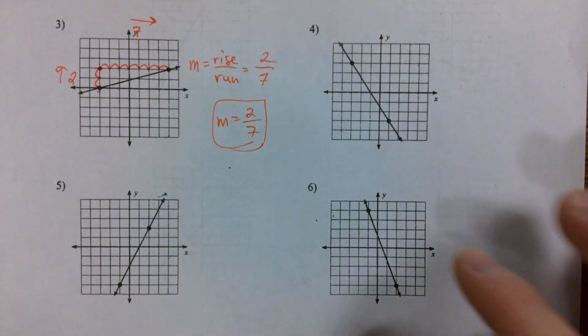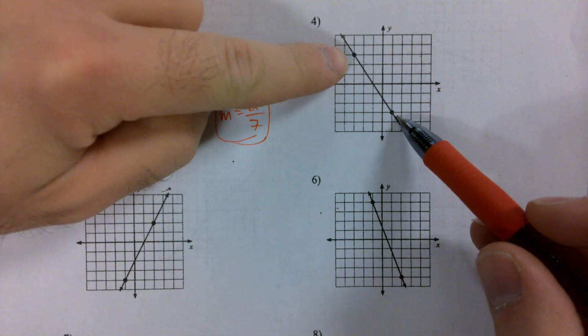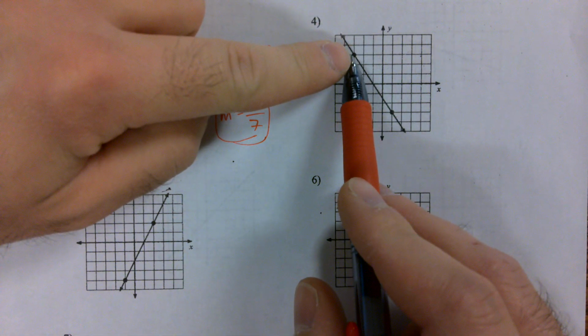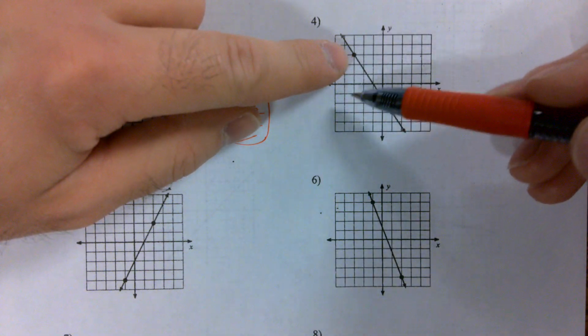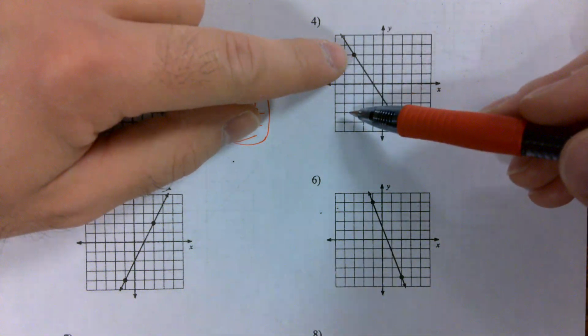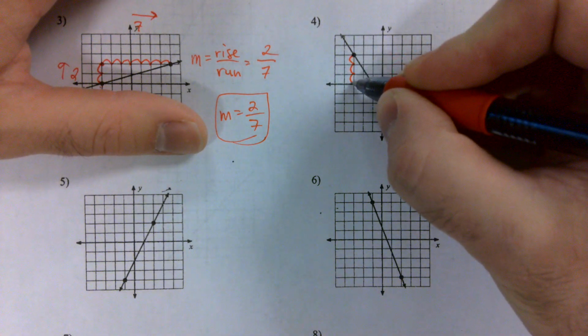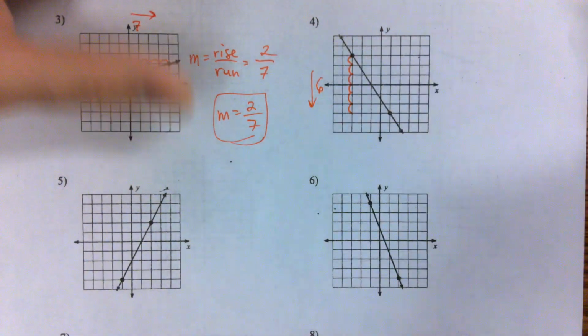All right. And number 4 is a little bit different, but we're going to follow the same exact steps. Here's my 2 points. This one is furthest to the left, so I'm going to start here. And this time, if I'm rising, that means I'm either going up or down. And it looks like this time I've got to go down. And we'll count how many spaces down. 1, 2, 3, 4, 5, 6 spaces down.